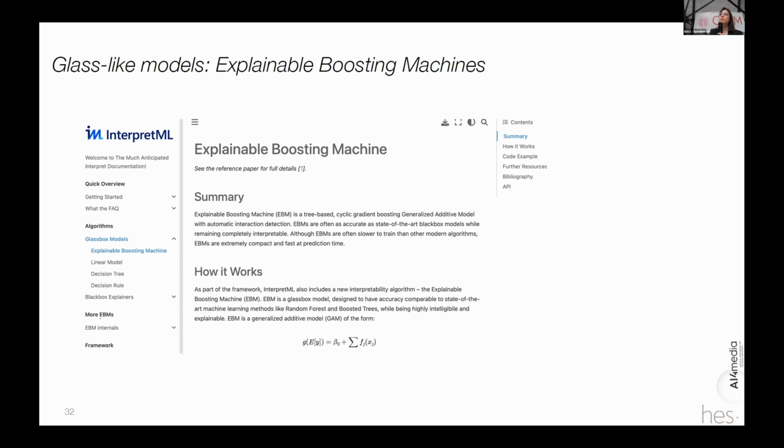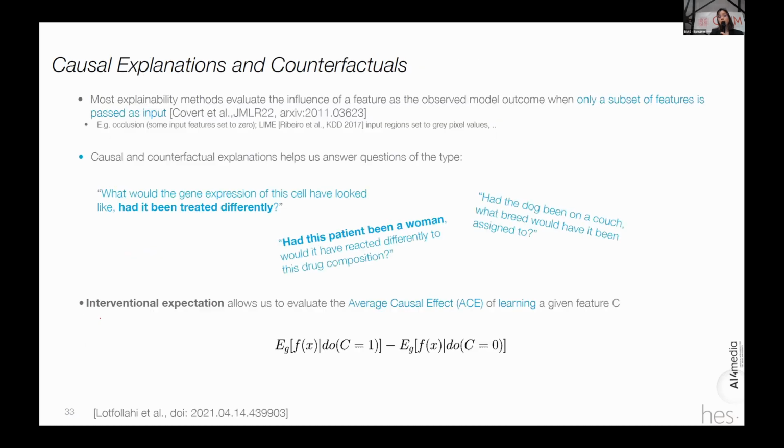So I think that's really some nice way to get to the top of something new. As for the introduction of causal explanation and counterfactuals, I think it's important to take away from this slide that most explainability methods are evaluating the influence of some feature to an observed outcome, whether this feature is explained in terms of the input pixels or a high-level concept that can be in the embeddings. But in the end, we are not able to actually estimate how would the model output change if we were to intervene in the learning of that feature.